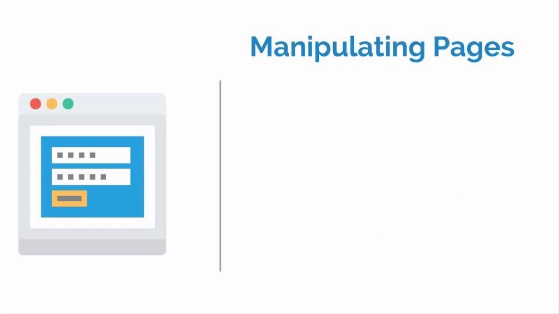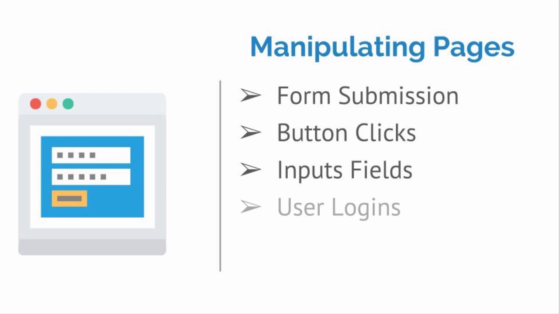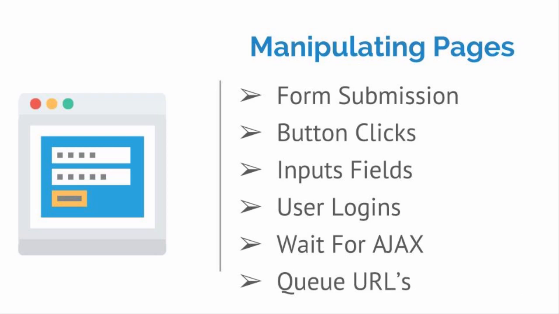Some of the ways that we're able to manipulate pages include being able to submit forms, click buttons, take actions on an input field, perform logins, wait for Ajax to load, and queue multiple URLs to perform actions on these pages.